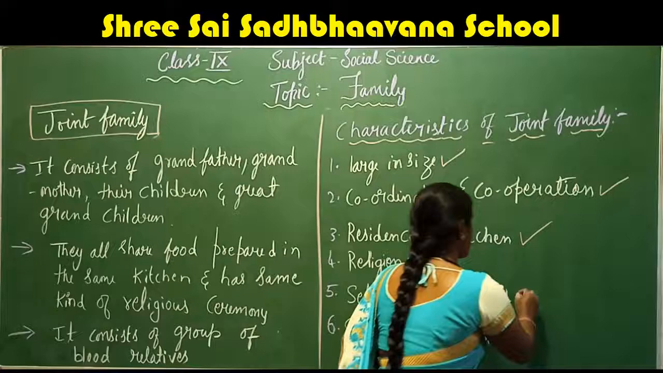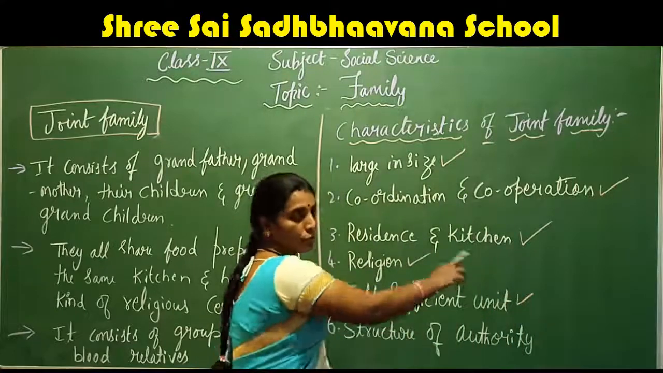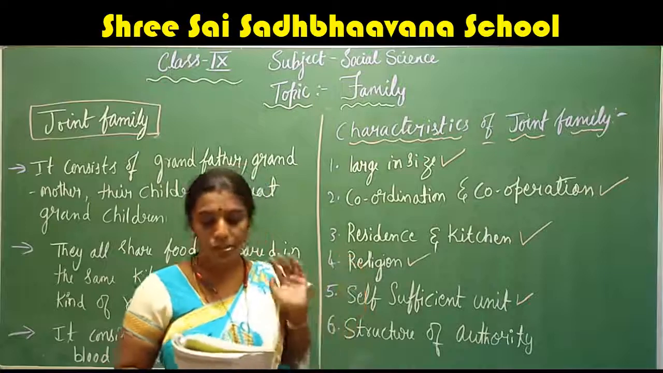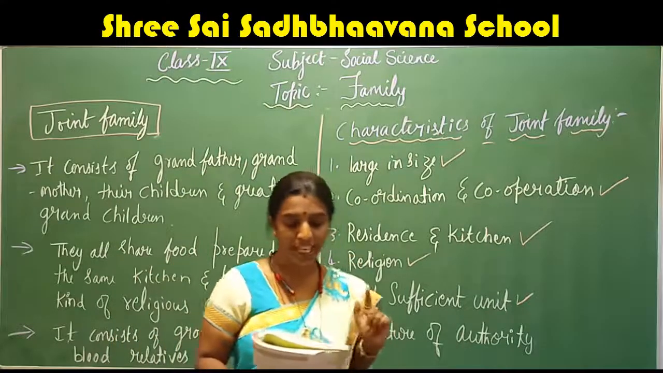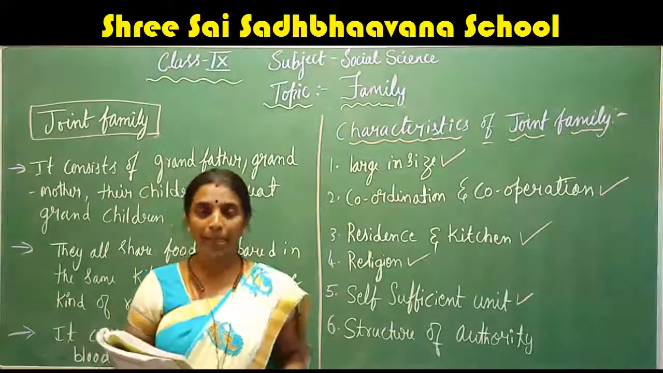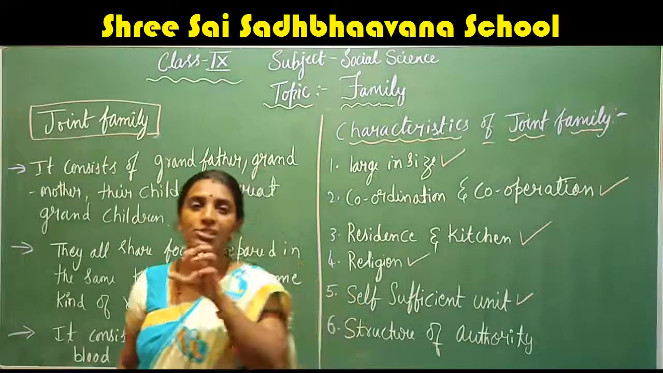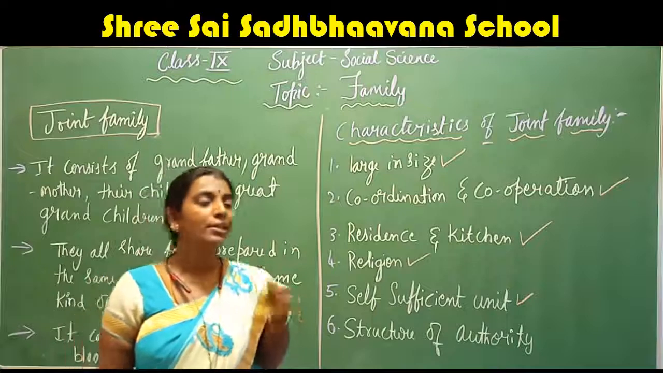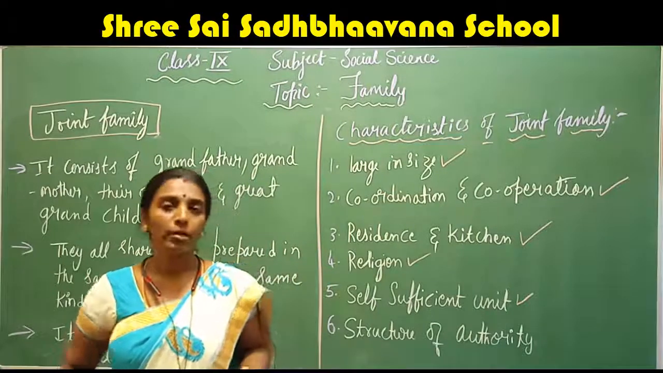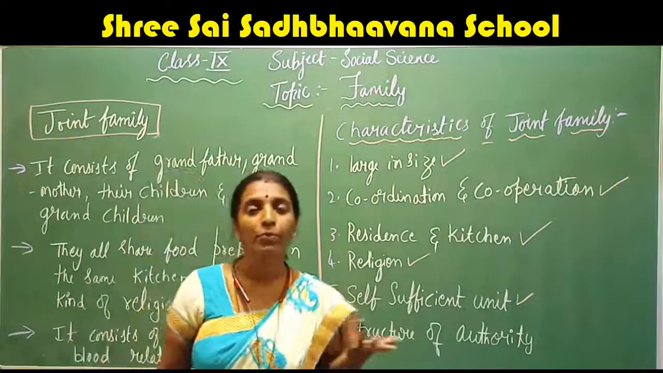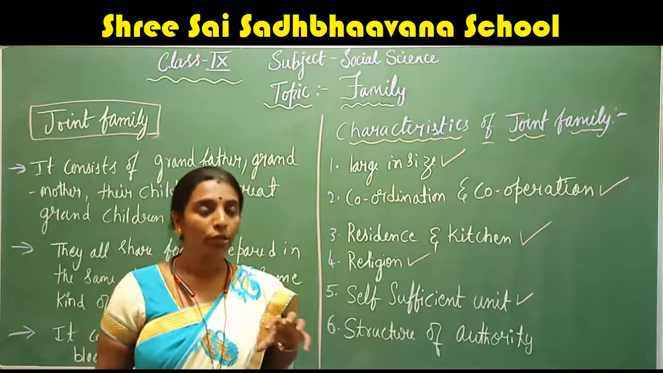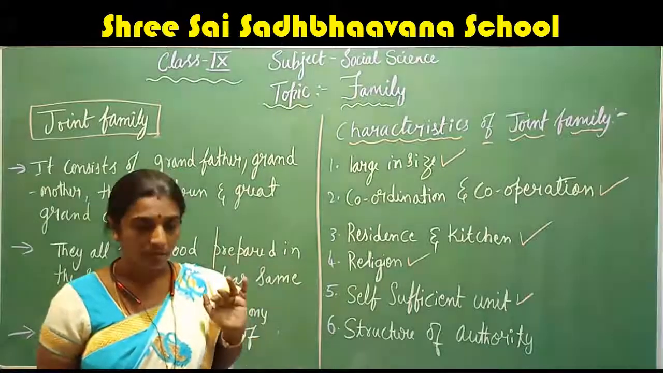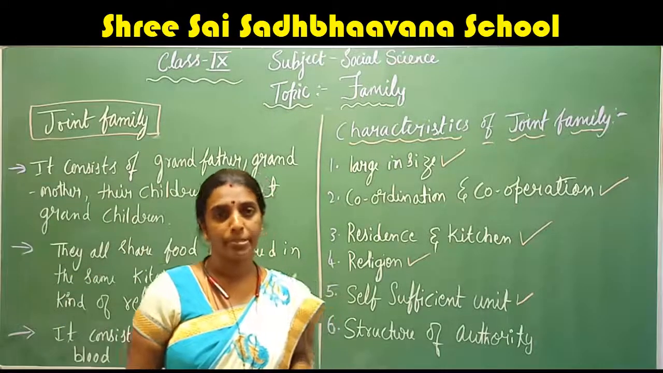Self-sufficient unit. The next point is self-sufficient unit. What do you mean by self-sufficient unit? It is another characteristic. Joint family is a self-sufficient unit. It satisfies all the needs of the family members. It is not like individually. In a joint family, individual interest will not get more importance. The joint family will satisfy all the interests of the family members.